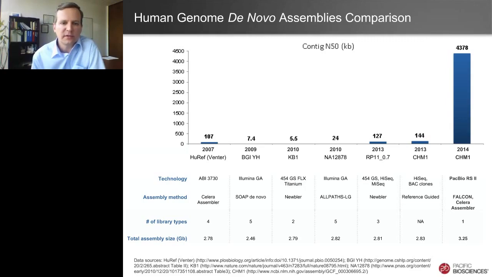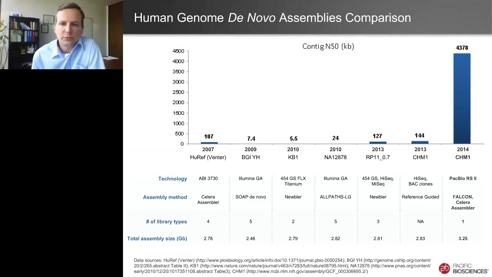Starting in 2007 with Craig Venter's genome, that was still done with Sanger, then Illumina and 454, the different technologies, HiSeq, MiSeq, and so forth. The graph on the top shows one metric of the quality of these genome assemblies. That's the contig N50. That describes the contiguity of these genome assemblies. You can see that over the past 7 years, there really hasn't been much progress. All these genomes are relatively fragmented. The average contig N50 is on the order of 100,000 bases or so.